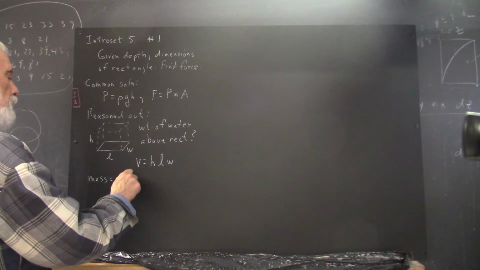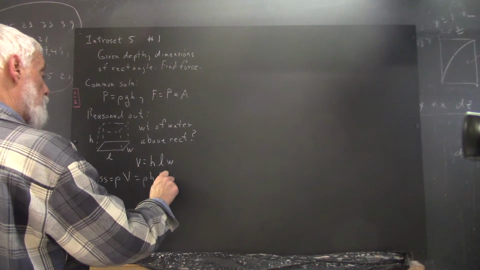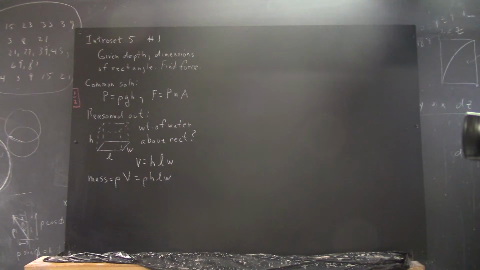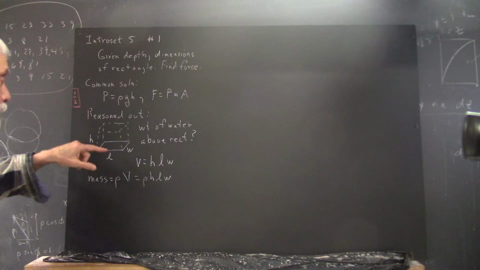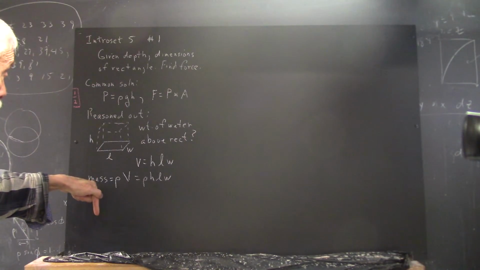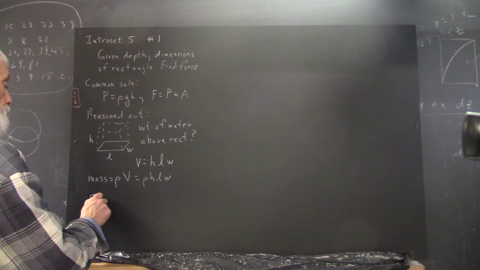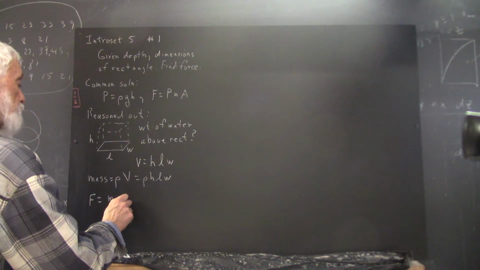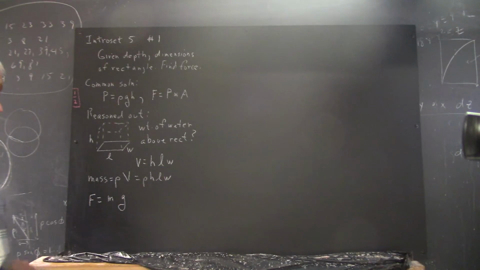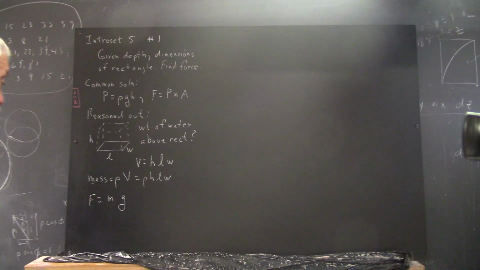equals density times volume, which is then rho times H L W, and the force that we need to exert to support that mass with gravity acting downward, we have to exert an equal and opposite force. So the force equals mass times gravity, where I'm just using M for mass. I wrote out the word here, but we'll use M for the symbol. So the force is mass times the acceleration of gravity. And that works out very easily.